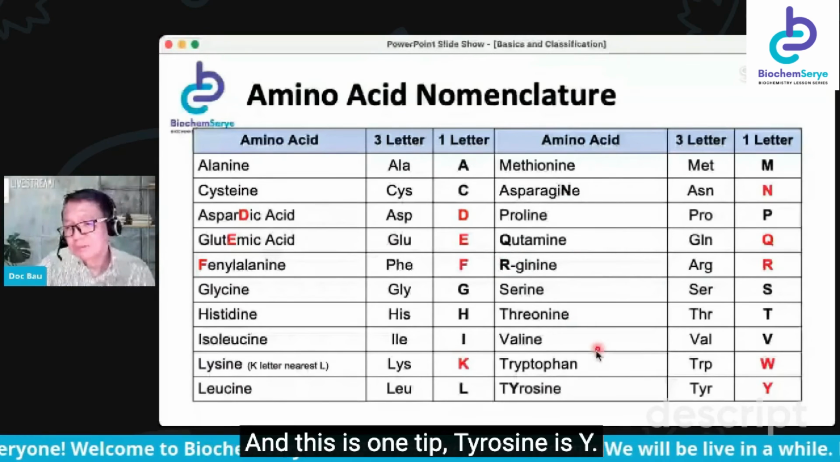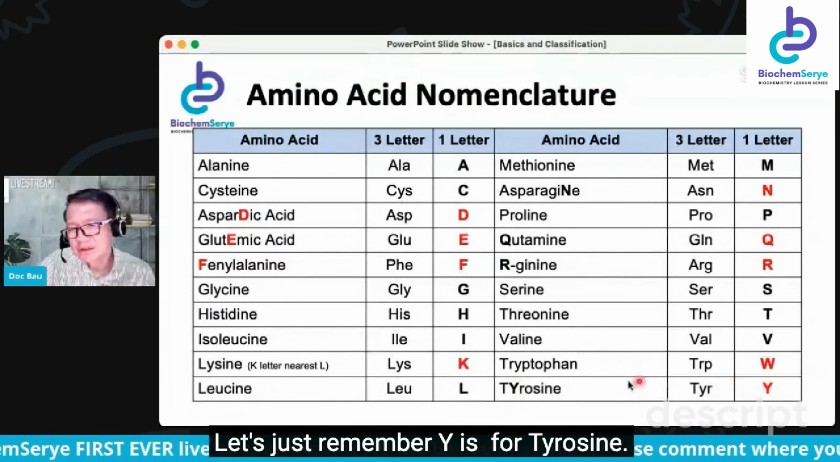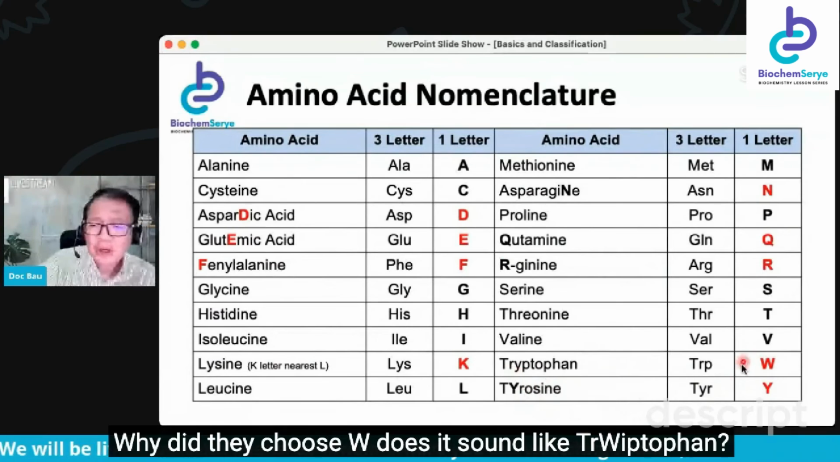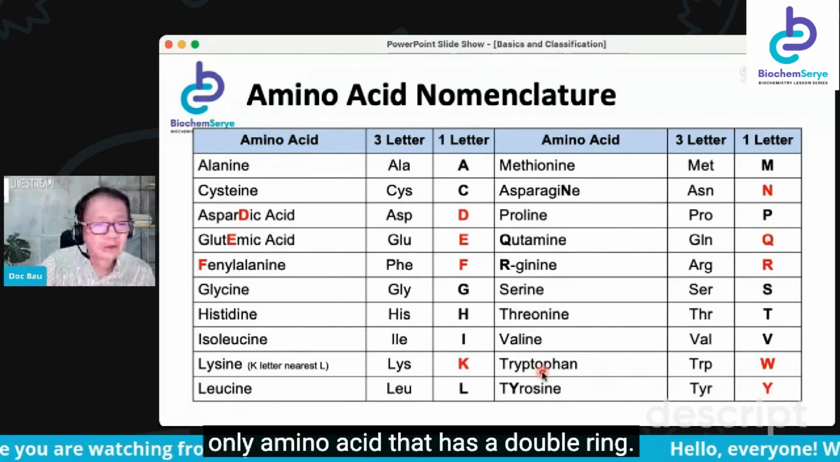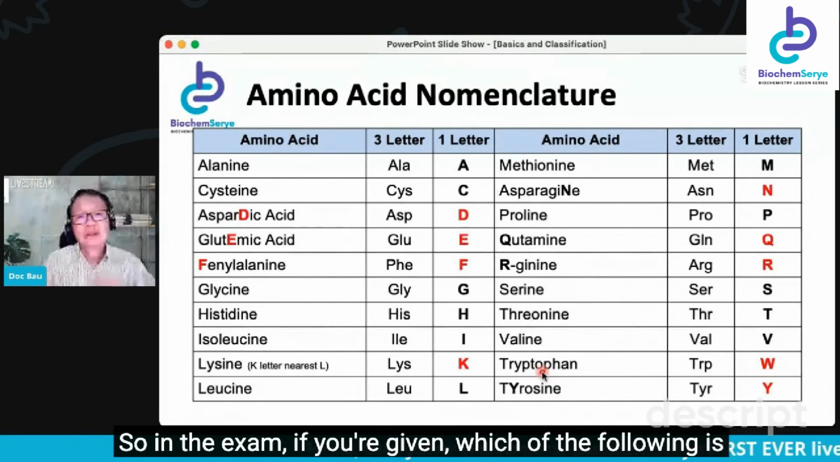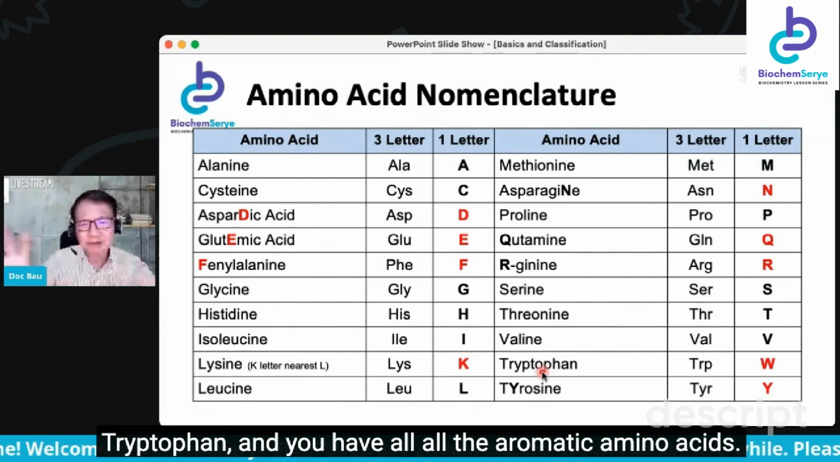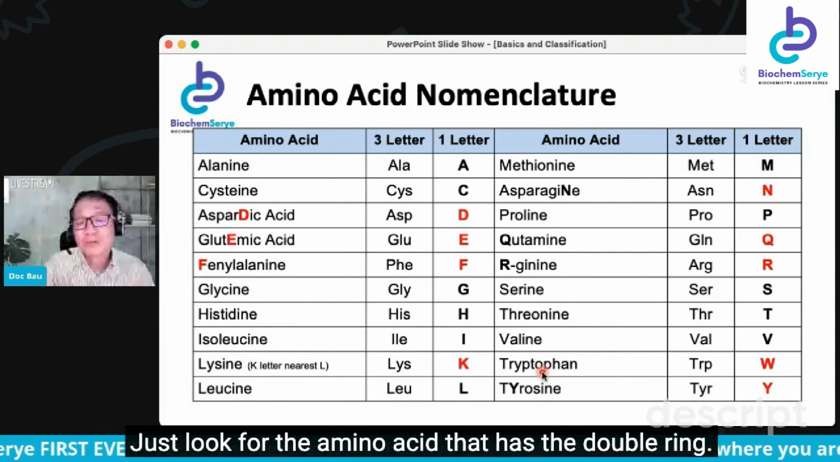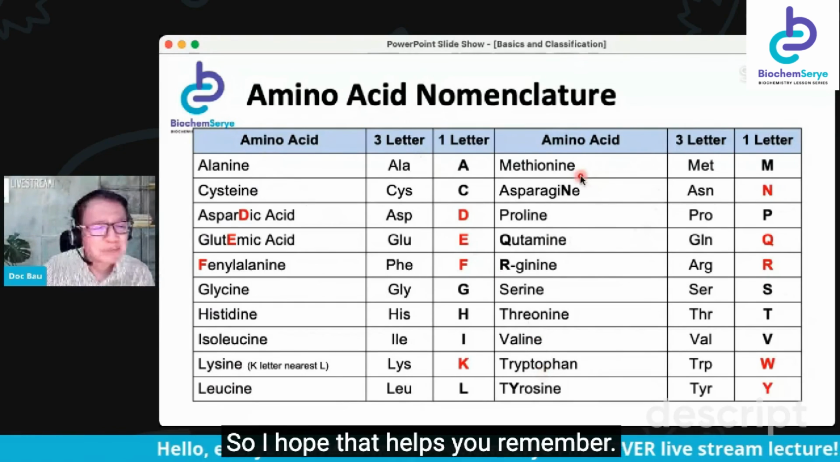And this is one tip, okay? Tyrosine, why? Just remember Y is for tyrosine. Why did they choose W? Does it sound like tryptophan? No, but they say that tryptophan is the only amino acid that has a double ring. So in the exam, if you're given which of the following is tryptophan and you have all the aromatic amino acids, just look for the amino acid that has a double ring. Okay, so I hope that helps you remember.